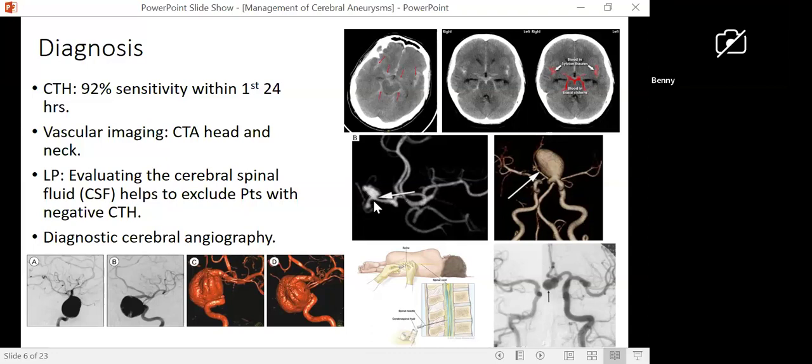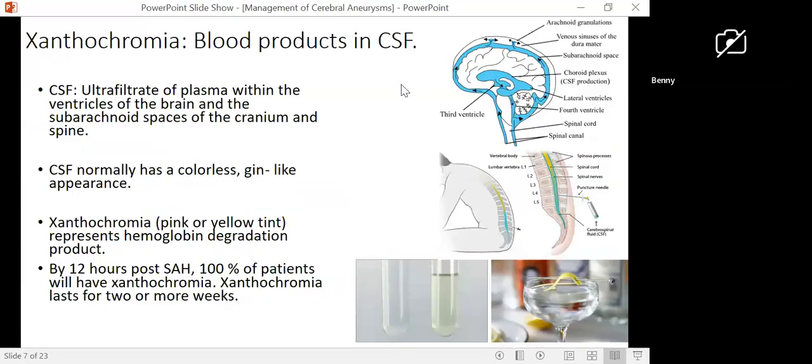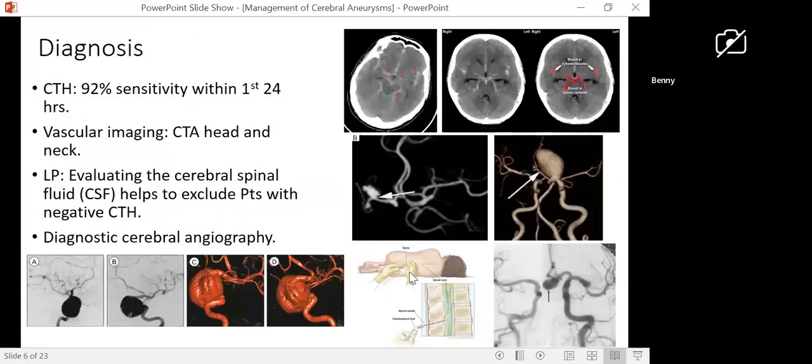Sometimes, if the patient looks like they are having a subarachnoid hemorrhage and maybe the amount of bleeding is so minimal, you don't really see it that well on a CAT scan, the patient may need a spinal tap to see if there's any blood in the cerebral spinal fluid. That helps to determine if they have an aneurysm. And then they will also need a diagnostic cerebral angiogram. That's a procedure I do.